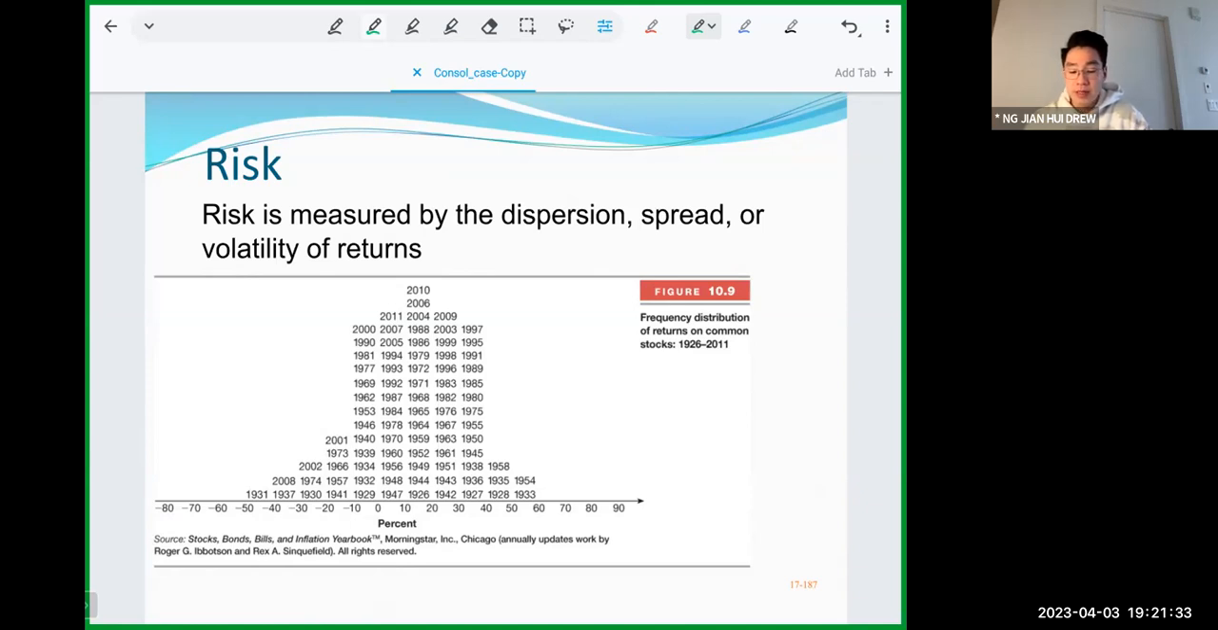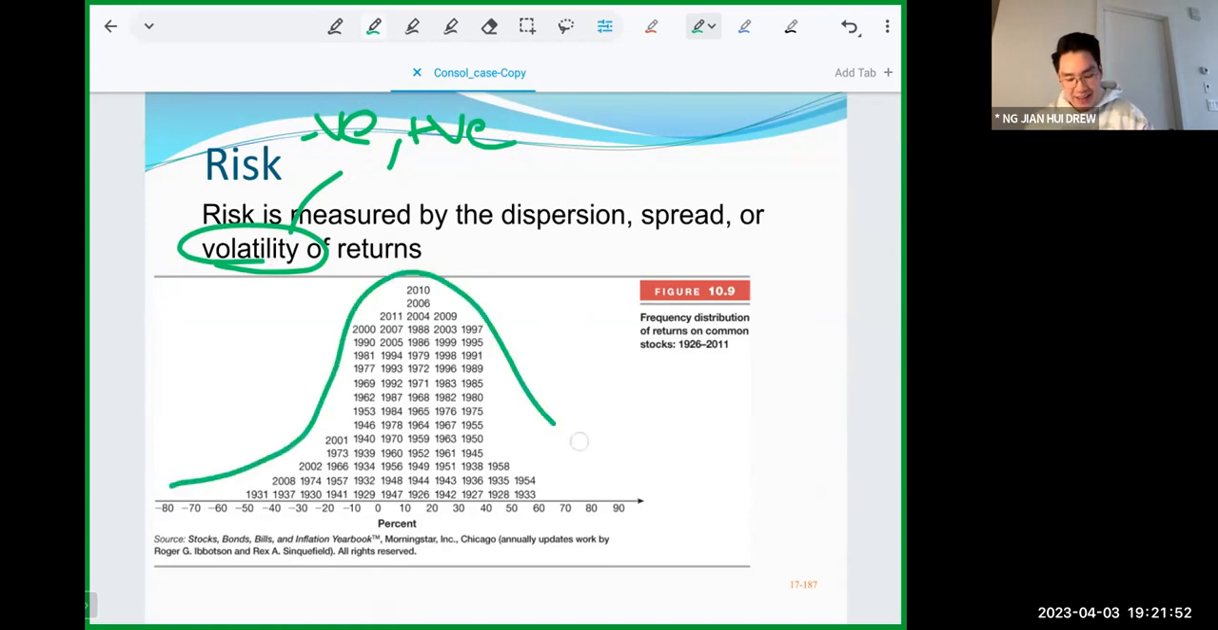Whenever we try to think about risk, we need to think about the idea of volatility. So how volatile is it? And when we think about volatility, there is positive volatility and negative volatility. What does this mean? If you look at this, hopefully you can still remember the normal distribution. Sometimes the stock will give you very good, this is a positive number. Here's 0, there's negative. Sometimes it will give you very good returns, positive. Sometimes it will give you negative.